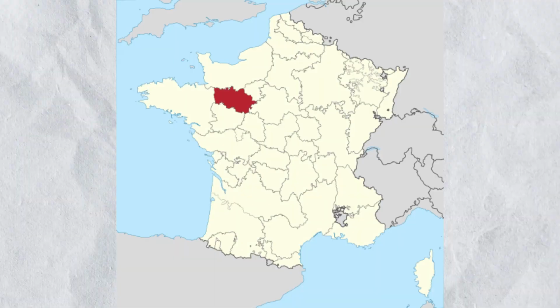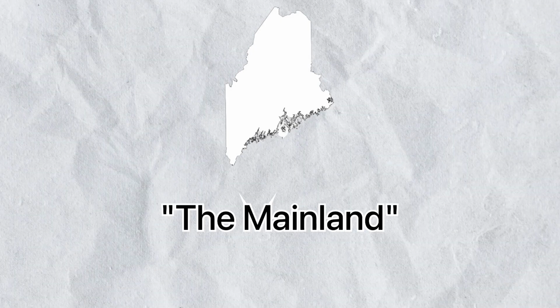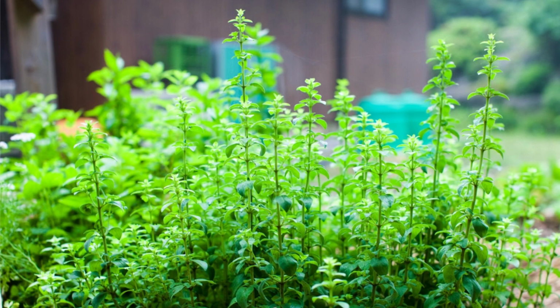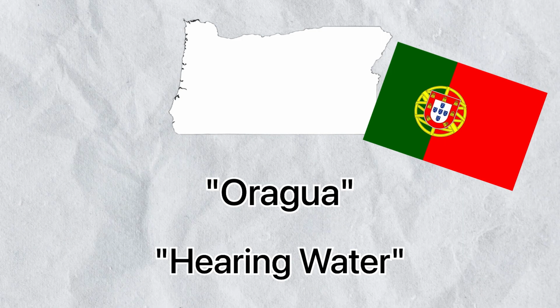Starting off with Maine, one theory is that the French named it after the French province of Maine. Others claim that it was named by the English after the village of Broad, Maine, but it could also more simply come from the term the mainland. Oregon, we really have no idea either. One theory is that it was named for the oreganum plants that grow along the coast. Another is that the Spanish named it after a stream in Spain named Oreo de Oregon. The Portuguese named the area Oragua, which means hearing water, but that one seems like kind of a stretch to me.